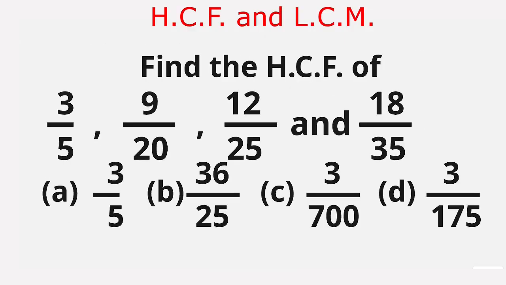Our question is, find the H.C.F of 3 upon 5, 9 upon 20, 12 upon 25 and 18 upon 35. The given options are option A, 3 upon 5, option B, 36 upon 25, option C, 3 upon 700, option D, 3 upon 175.